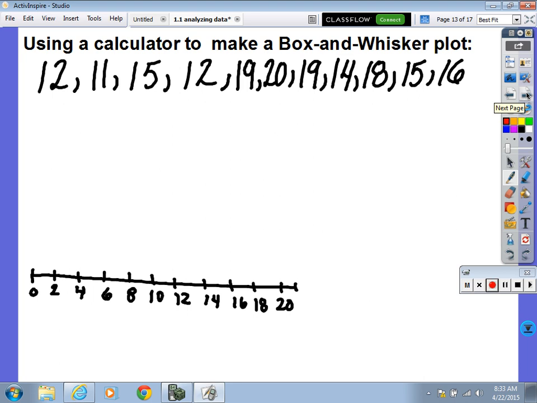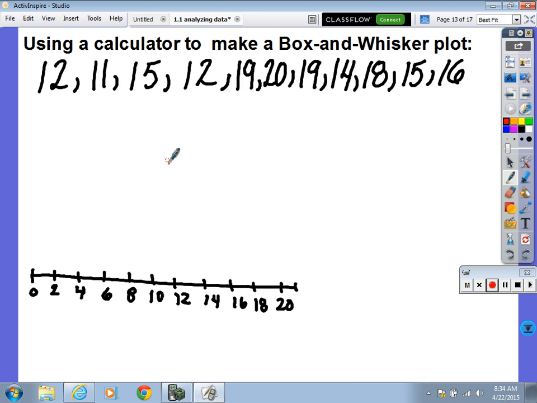We're going to use a calculator to make a box and whisker plot of this data set. Write this down real quick, because my calculator is going to unfortunately cover this up. You're going to want this so you can learn how to use your calculator, and then the rest of the worksheet is pretty quick because you'll just use your calculator. You need to write these down: 12, 11, 15, 12, 19, 20, 19, 14, 18, 15, and 16.